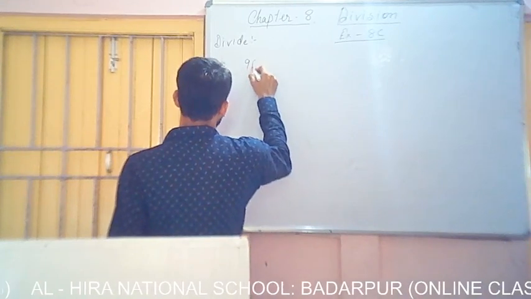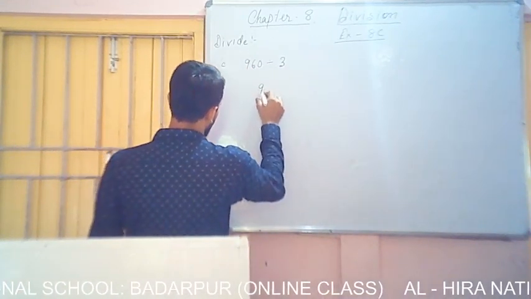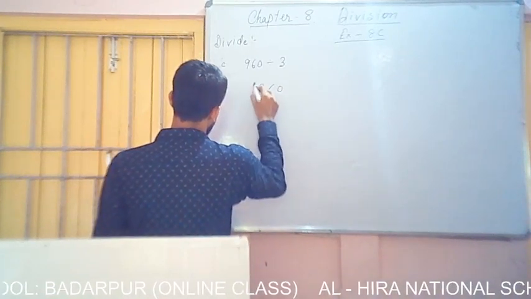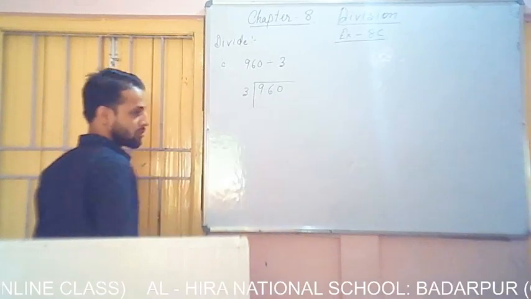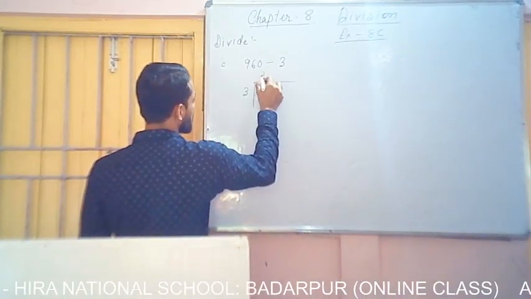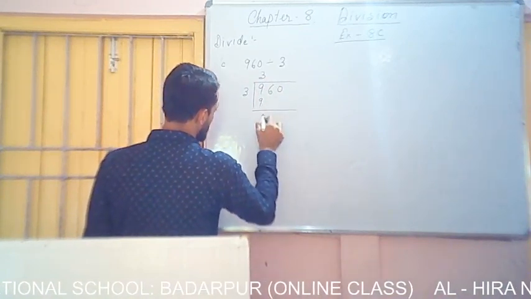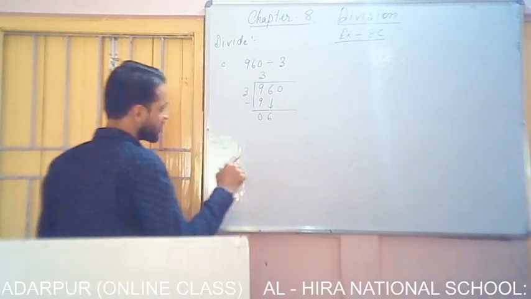Now 960 divided by 3. So this is a 3-digit number. So you have to start from which place? 100 place. In 100 place the digit is what? 9. So 3 threes are what? 9. 9 minus 9 equals to what? 0. Bring down 6 tens.